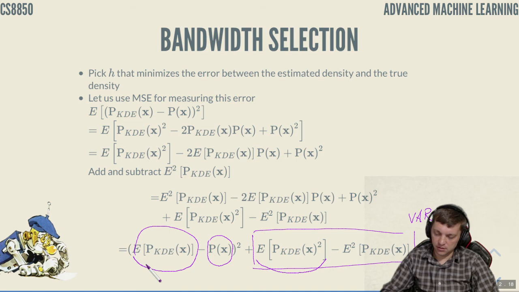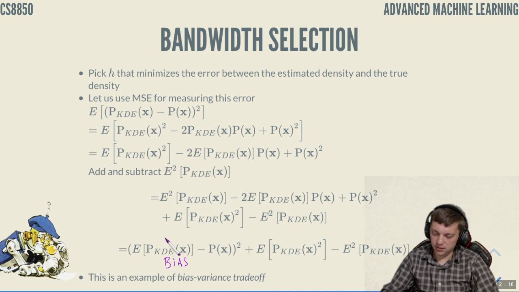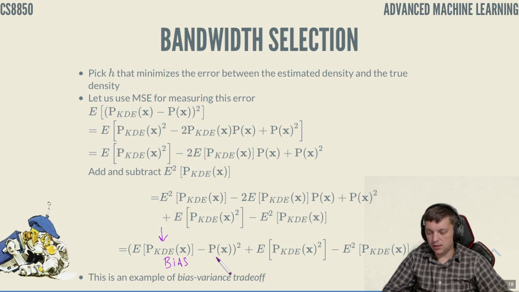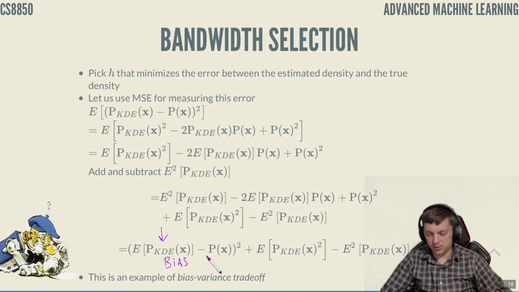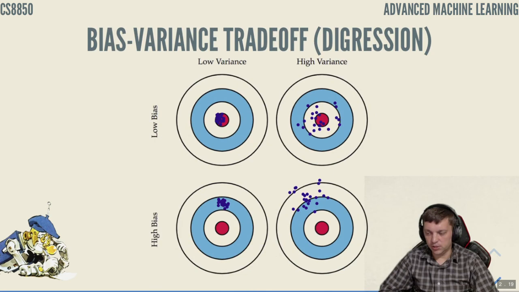And this is bias because this is where our estimate will converge, and this gives us the difference between the point that it will converge at and the true value. If it converges to the true value, then bias is zero. And this is a typical example of the bias-variance trade-off, and we'll come back to it in later lectures. But here's a visual example.